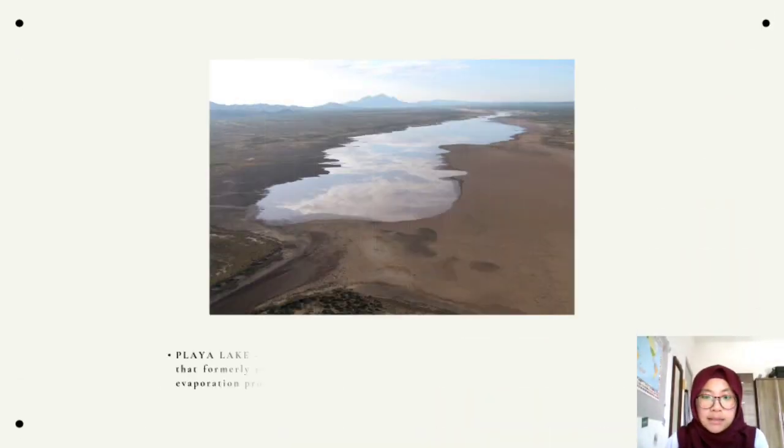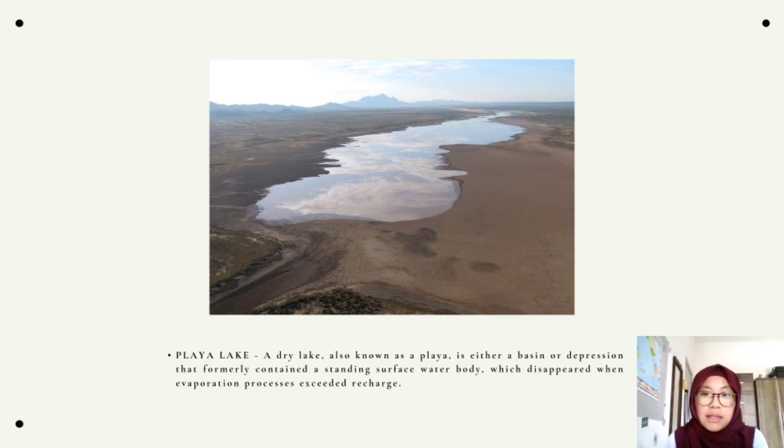Playa Lake. Playa Lake is either a basin or depression that formerly contained a standing surface water body, which disappeared when evaporation processes exceeded recharge. So this Playa Lake is only present for a certain time throughout the year. Other than that, you cannot see the Playa Lake.